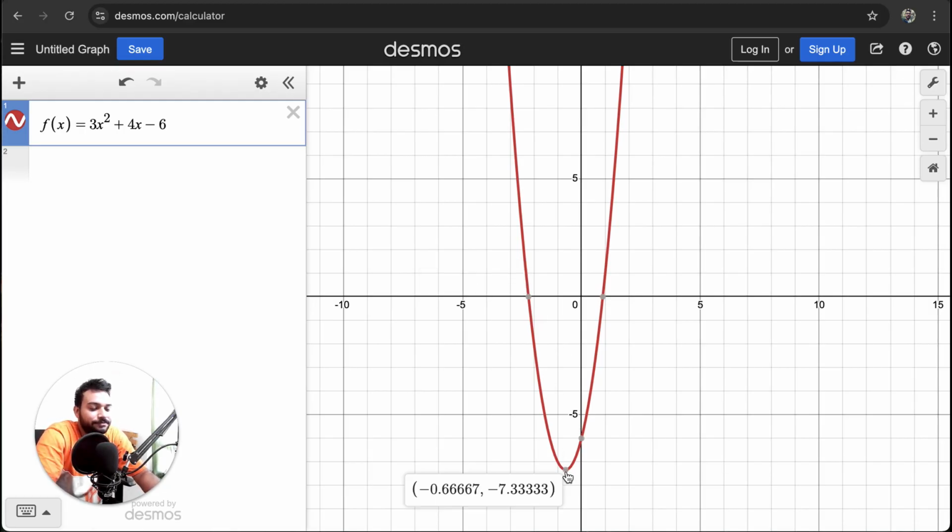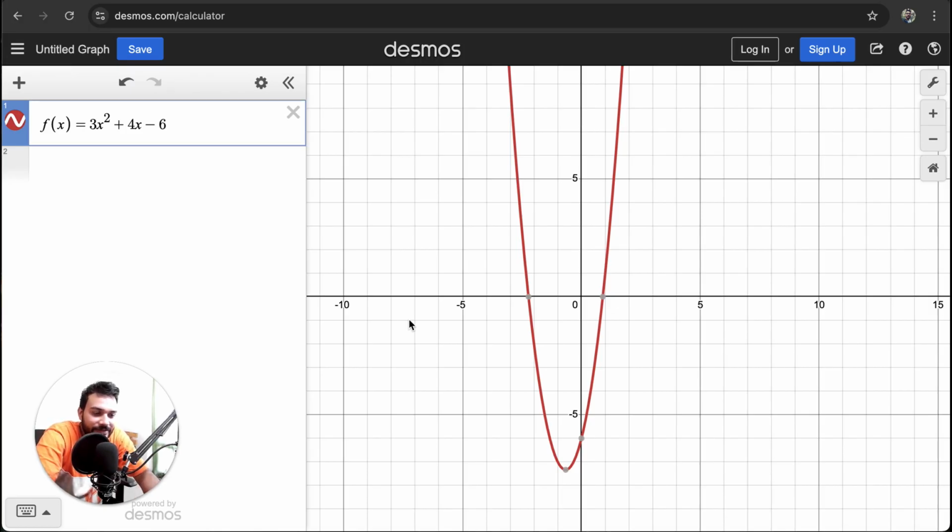If you're given the coordinates of the vertex, the x coordinate is given here, negative 0.66. What is the vertex's x coordinate? It's basically the x coordinates of both the roots summed together divided by 2, because it's the midpoint of both the roots. Okay. So the sum divided by 2 is negative 0.66. That means the sum is 2 times negative 0.66, or negative 1.32.